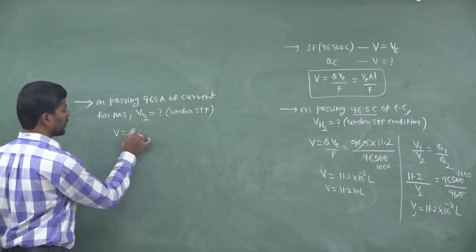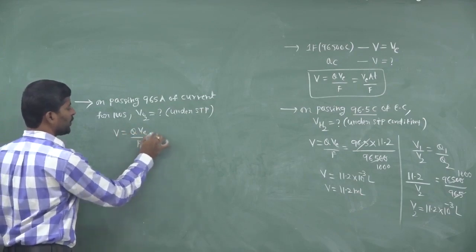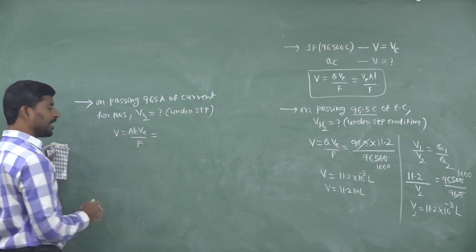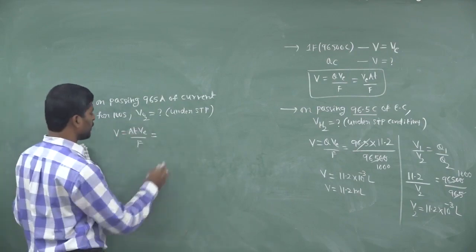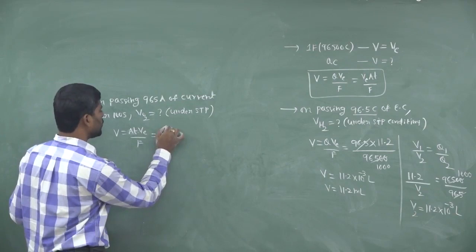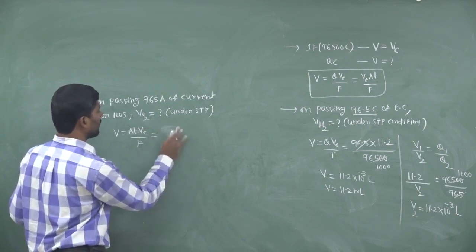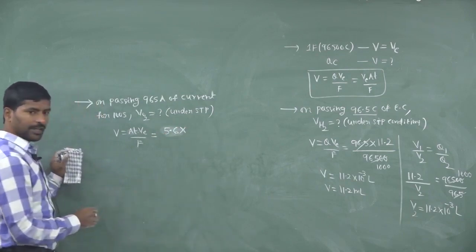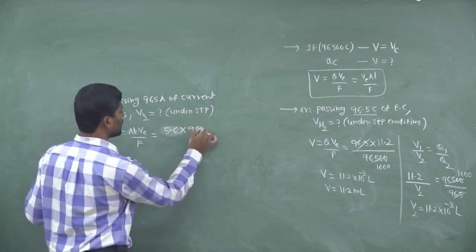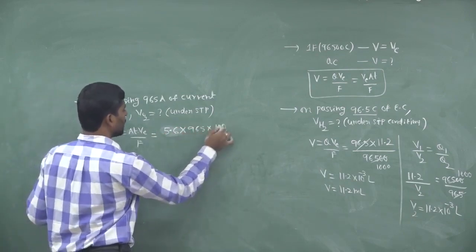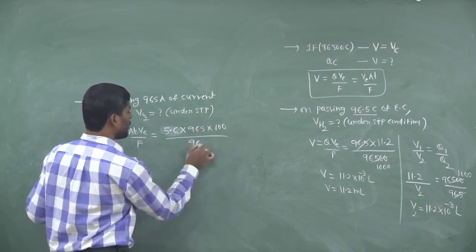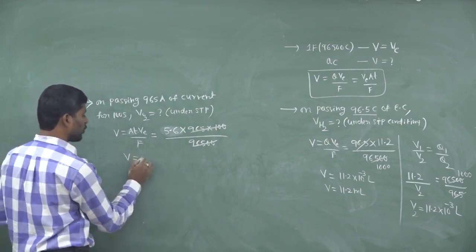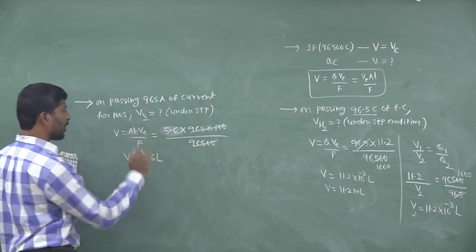V is equal to what? Q into VE by F. Q can be written as AT, so V is VE into AT by F. VE, what is the equivalent volume? For O2 it is 5.6 liters under STP conditions. A given is 965, time given is 100 seconds, and 1 Faraday means 96,500, which gets cancelled. So, volume of O2 gas evolved is nothing but 5.6 liters.